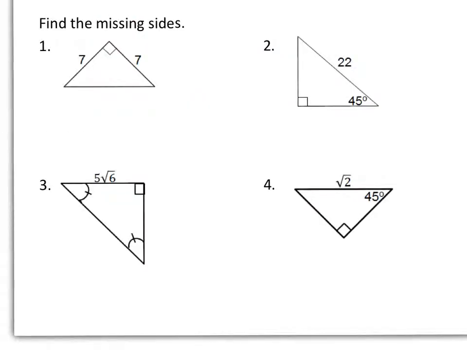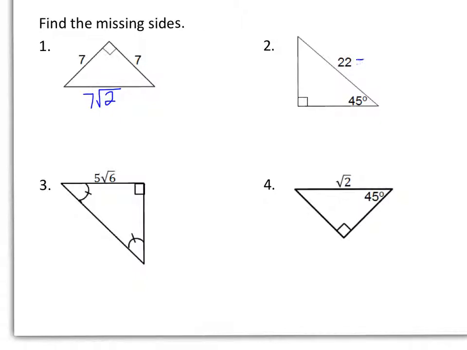Okay, we're going to find missing sides in our following right triangles. They are all 45-45-90 degree triangles. So in number 1, our two sides are 7. So to find our hypotenuse, we will just take our side, which is 7, times the square root of 2. And that's my answer.